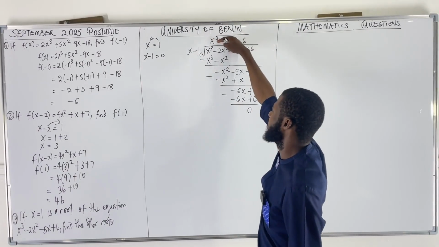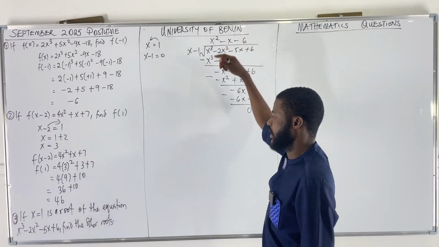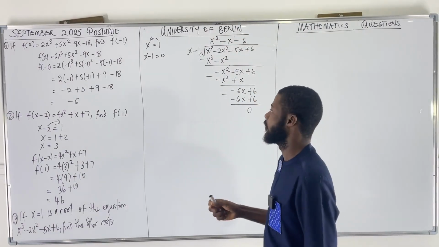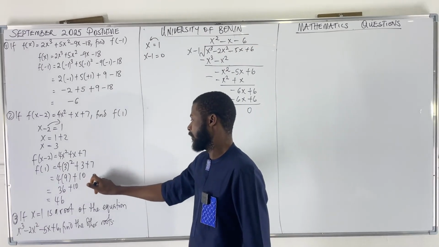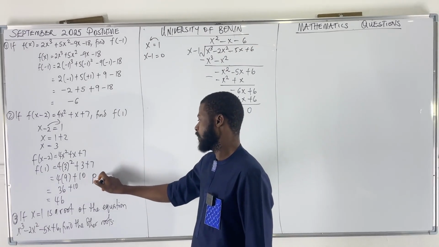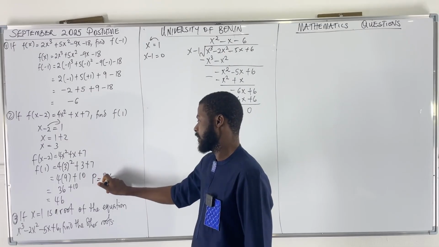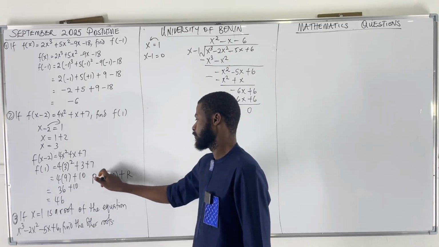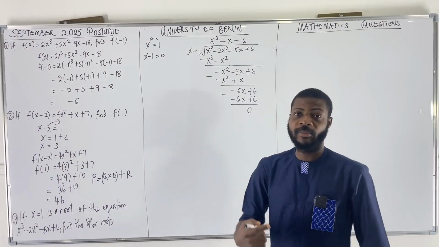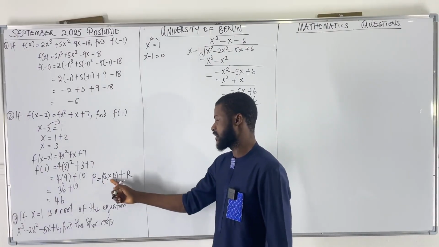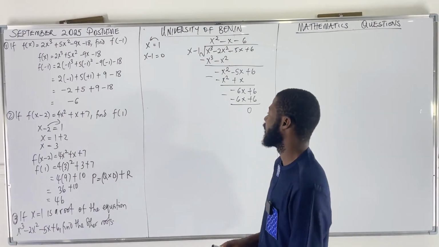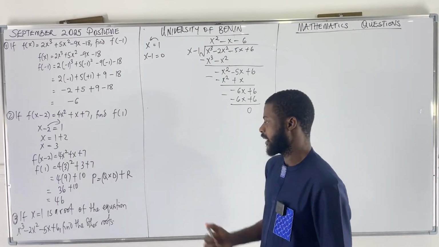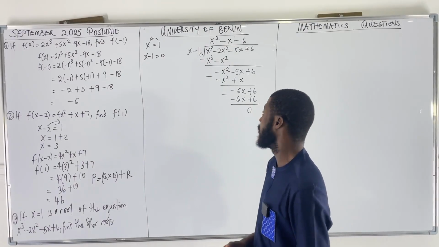This guy here, the answer we got after dividing, is called the quotient. Polynomials have a particular formula: a polynomial is equal to the quotient times the divisor plus the remainder. That's the formula for a polynomial. So it's quotient times divisor plus remainder. I don't think they normally ask that, but a question can come from that.